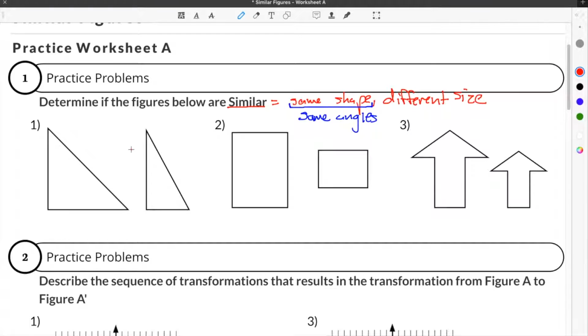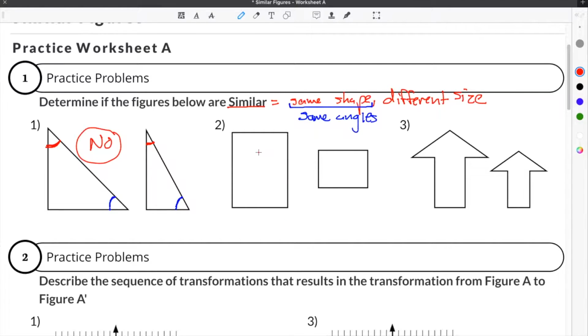So for example, if we look at the first problem, we're given two triangles. Just because we're given two triangles, which would technically be the same shape, the angles have to be the same. What that means is that they have to be the same exact figure, except the sizes are different. So if you look, these are the same shape, but they do not have the same angles. This angle in red and this angle in red are two different angles. This angle is wider than this angle, and this angle in blue and this angle in blue are two different angles. This angle is wider than this one. So that would mean that these shapes are not similar. So we're just going to write no.